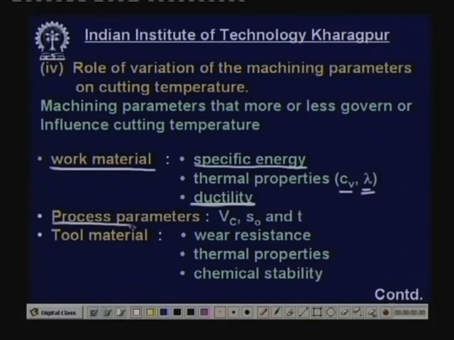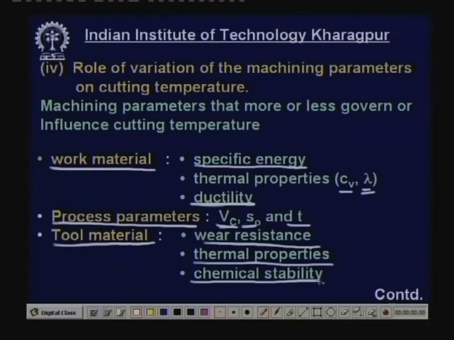Then process parameters, most important: cutting velocity, feed and depth of cut. Then tool material, wear resistance. If the tool material is wear resistant, then temperature will be less because of less friction. Thermal properties: the thermal conductivity and resistivity. Chemical stability: if it is chemically stable, then less heat will be generated and transferred to the tool, and heat will go towards the chip.